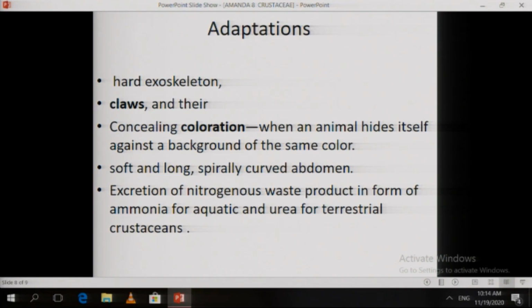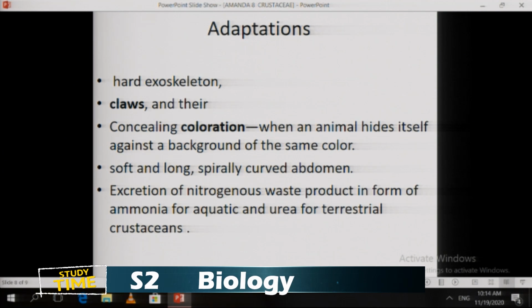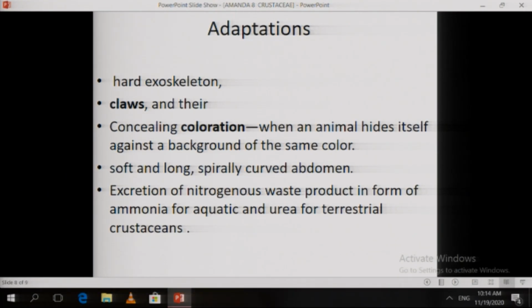So another thing, they have the capacity to excrete nitrogenous waste. If ammonia accumulates in the body, they can easily excrete it to the environment, that is water. Then it is easier for it to dissolve in water. Then they keep themselves non-toxic, all right? Those that live on land, they can easily liberate their waste product in the form of urea, all right?